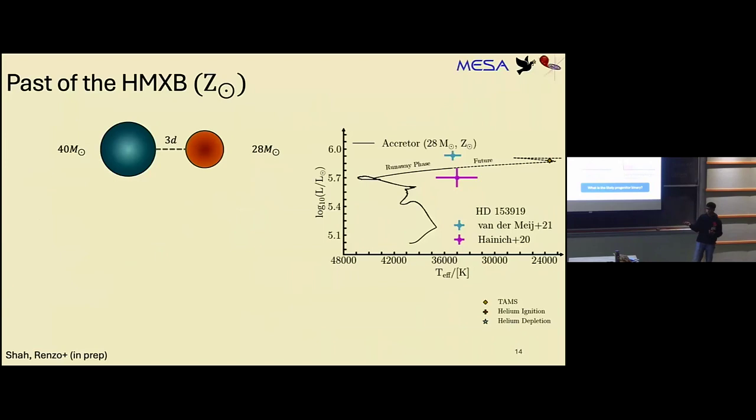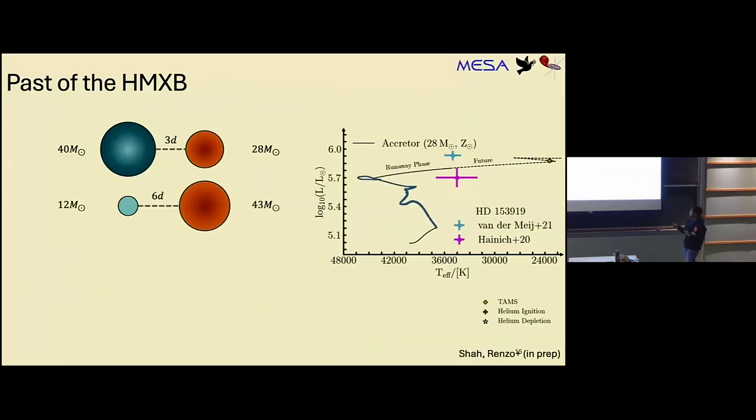So we start with two stars, 40 and 28 solar masses, in a tight 3-day orbit. And because of the short orbital period, mass transfer starts on the main sequence and the donor starts transferring mass to the companion, whose evolution I've shown on the HR diagram on the right, with the blue phase showing its mass transfer phase.